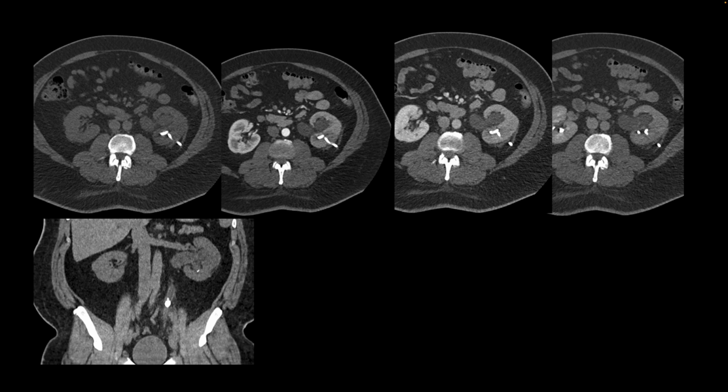Here is our next patient. We performed a CT of the abdomen to evaluate their left kidney, and so it was a multiphasic CT starting with non-con, arterial phase, portal venous, and delayed, and then a coronal image showing that they have a large stone that is obstructing within their left ureter.